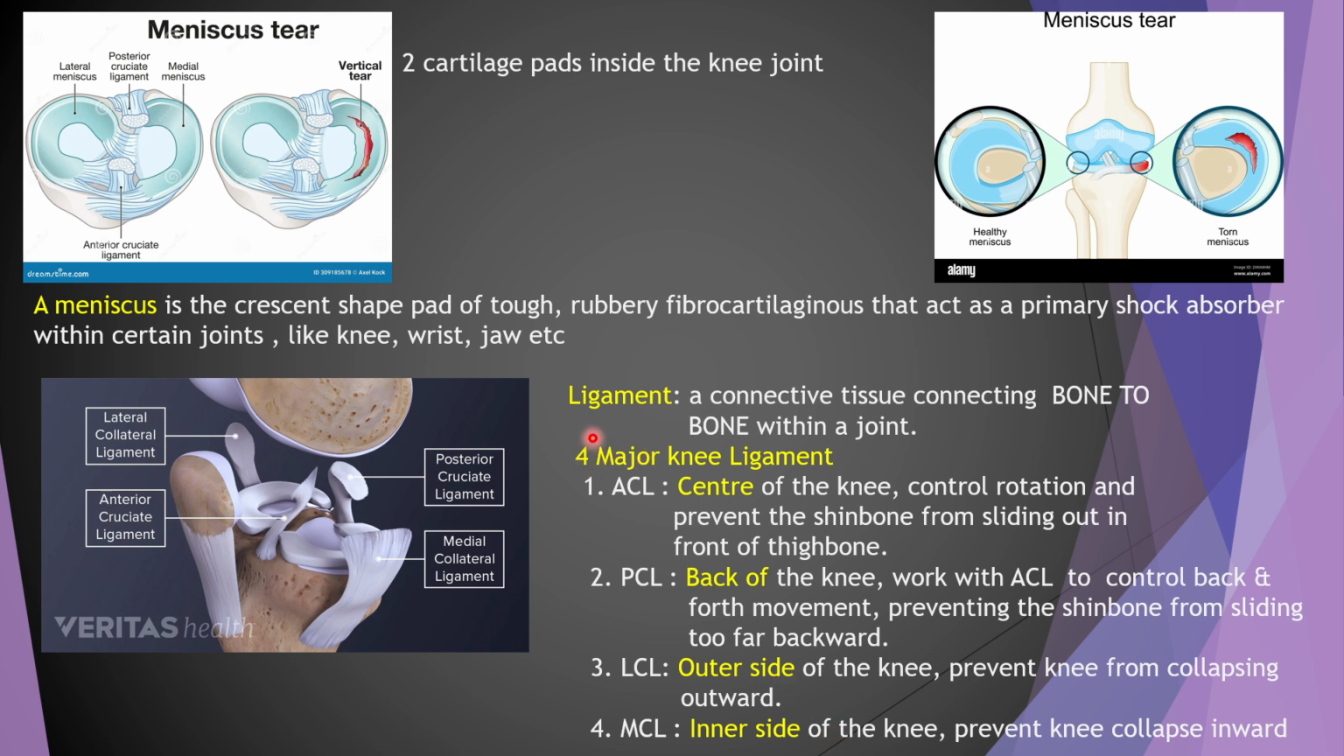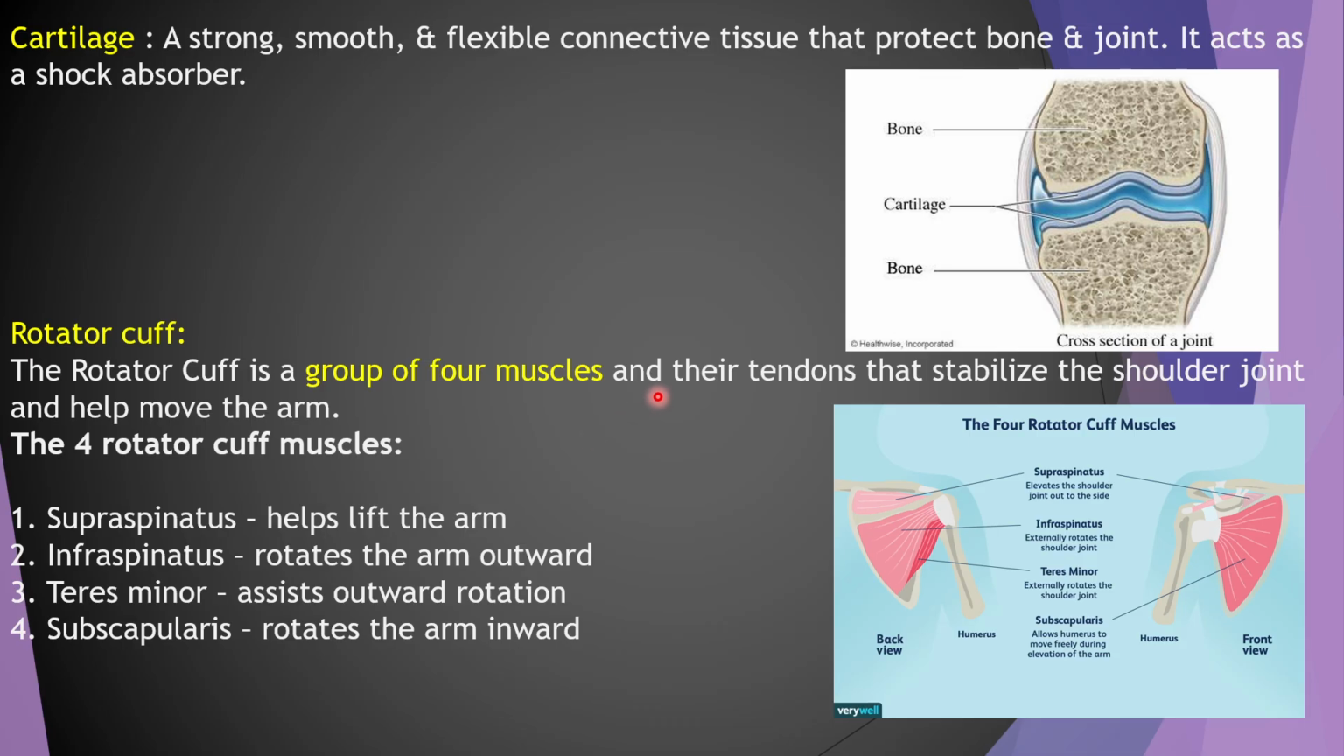Okay, next. So what is cartilage? In the picture you can see this one is a cartilage, and cartilage is a flexible connective tissue that protects the bone and joint, and it also acts as a shock absorber. This one is the first bone and the second one is the other bone, and this connects the joint, and between the joint there is a cartilage lining.